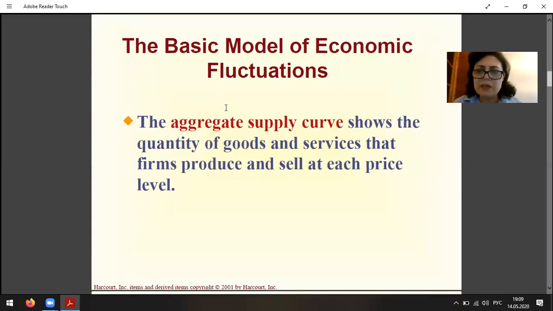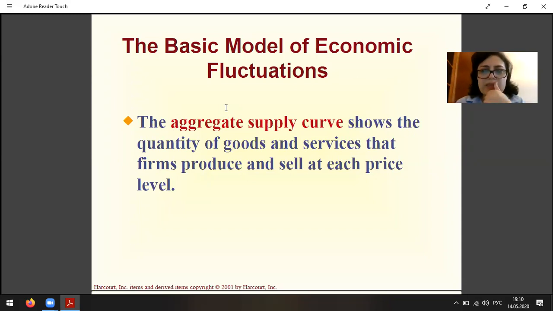Okay, so the second approach of this model of economic fluctuations is aggregate supply. Again, I would like to remind you of the definition of supply at the microeconomic level, because we always have to compare them in order to understand the differences. At the microeconomic level, supply implies the willingness and ability of producers, or simply sellers, to sell goods and services at a specific price imposed by market conditions. Again, that was individual supply, the individual willingness and ability of some individual producer or seller.